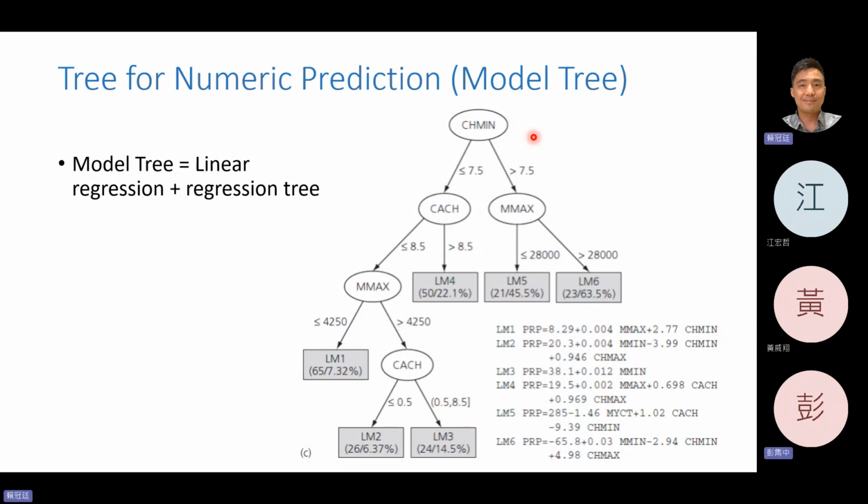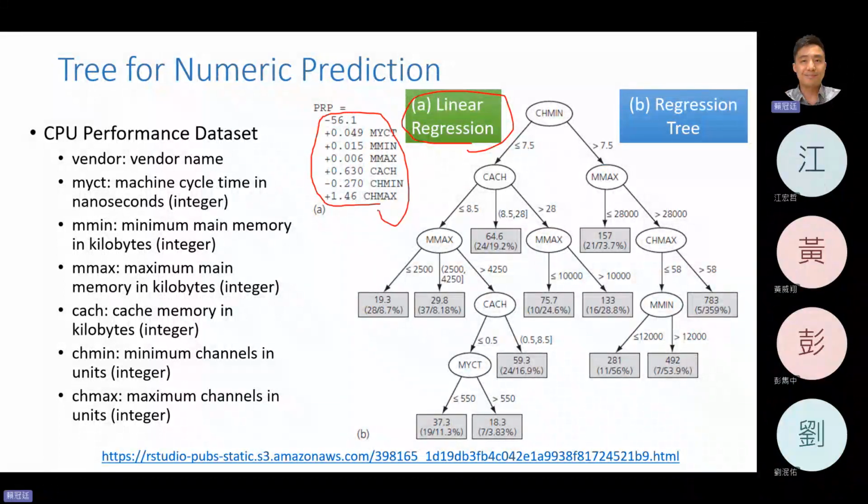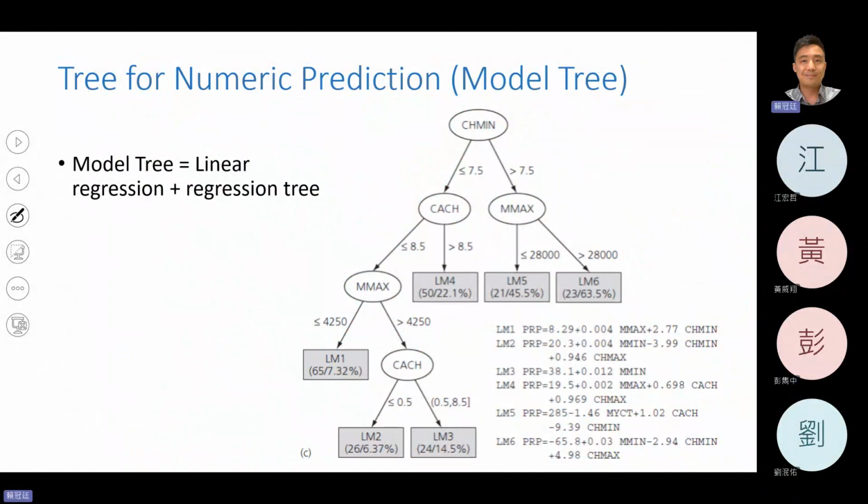This one also shows that you can combine linear regression with a regression tree. So let me go back. There's a comparison between different methods. First, here's linear regression. You can use linear regression to predict the CPU performance, and then your model is a lot of weights on the model attributes. But you can also use the regression tree, like this second part. And you can combine those two methods: you use the regression tree first, and then apply a different linear regression model at each leaf.